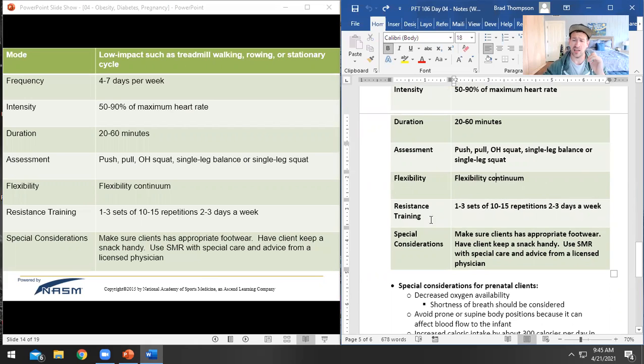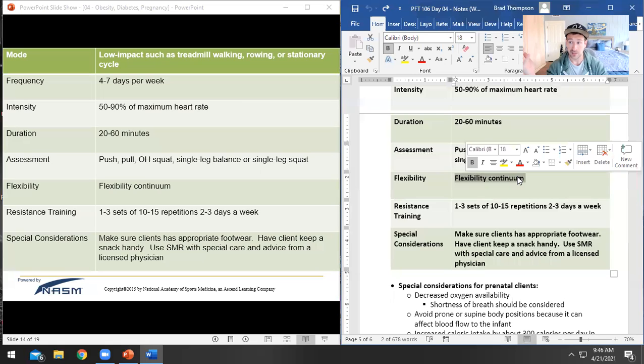I will say, you can see special considerations down here. You can use the entire flexibility continuum: static stretches, active stretches, dynamic stretches. However, with static stretches, be cautious. Remember, bruising can occur and it can cause blood to pool in certain areas. We don't want that to happen in clients who might have peripheral neuropathy. They might not feel that they're pushing so hard that they can bruise themselves. So just be a little cautious with that.